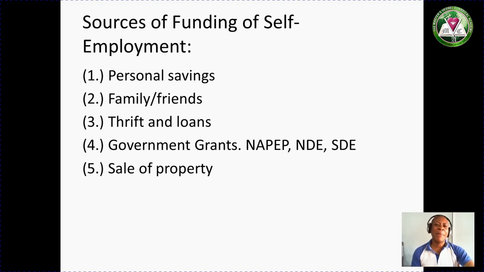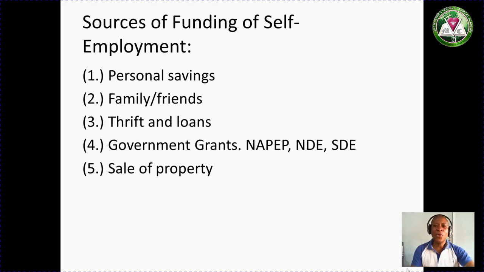Personal savings. That means that we ought to learn the skill of saving little by little for our future. By so doing, when we save little by little, we can come up with a huge sum of money which we can use to open up one business or the other to enable us to become self-employed.